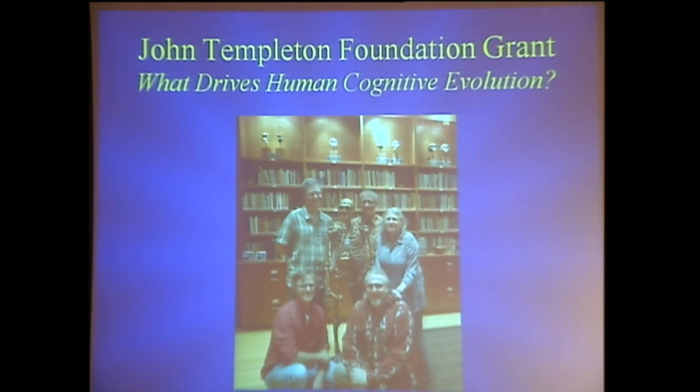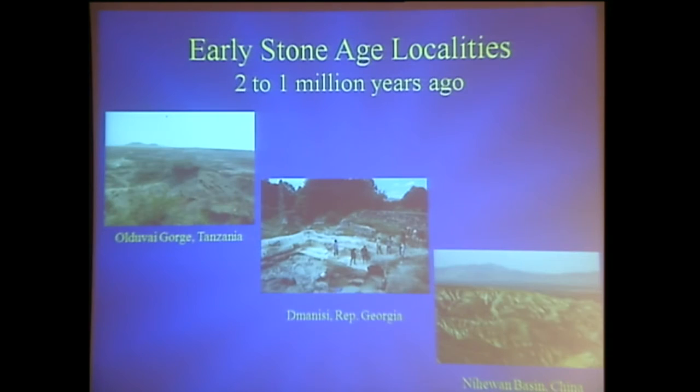We recently got a fairly large grant from the John Templeton Foundation to study the evolution of human cognition. Among the things that we're going to be doing, 3 years of funding of field work at Olduvai Gorge, Dmanisi, and the Nihewan Basin. We're going to have workshops in each of these countries with participants of the other countries involved as well. And we are also funding science education, teacher training, student field trips to museums and sites, as well as exhibits, including the wonderful one that we saw here recently.